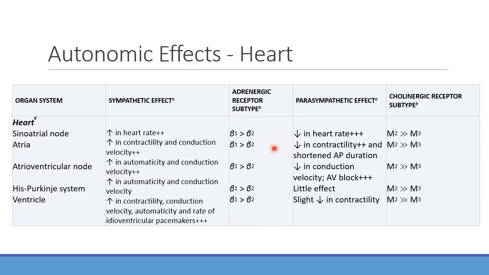Now, there's probably some beta 2 effects here, but this is not predominant. Beta 1 is the main thing that's going to be stimulating the myocardial tissue here, okay? So there's that, and then with the atria and, say, the ventricles, what do you expect to see?